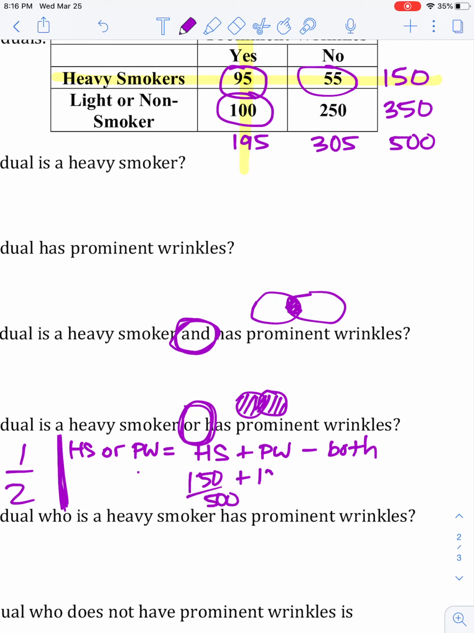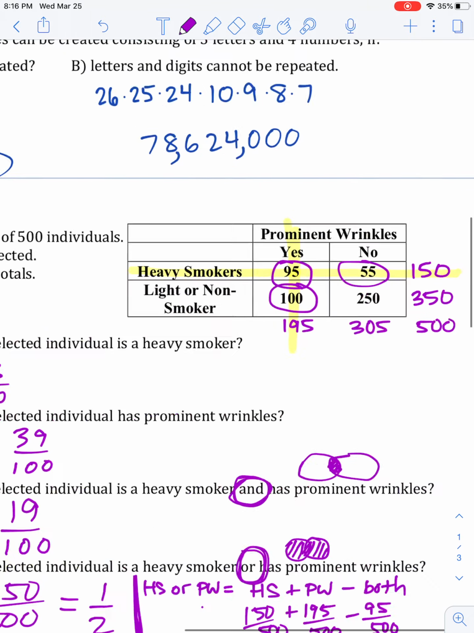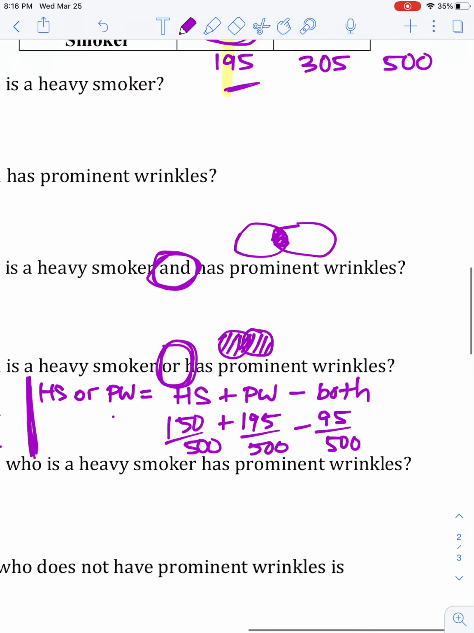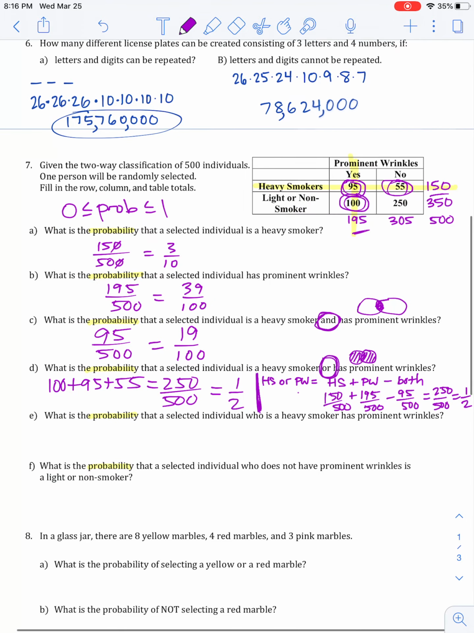Prominent wrinkles had a total of 195. Now, if I use these numbers, which were the totals, then I counted those heavy smokers that have wrinkles, those 95 people, twice, so that's what I'm subtracting. Notice here I didn't have to subtract that part because I didn't use these totals. I used these numbers that were left over. So this is another way you can do it. When you add all this together, you get 250 out of 500, which also gives you 1/2. So that's two ways of how you could do part D.